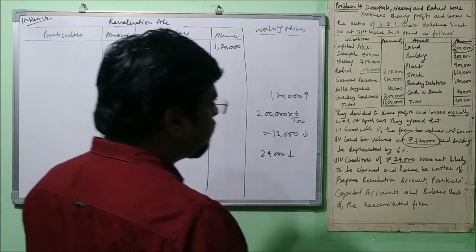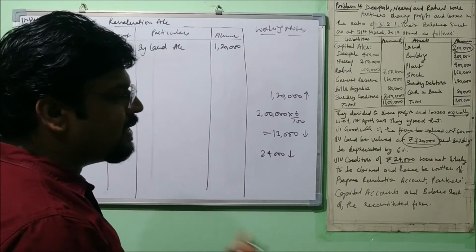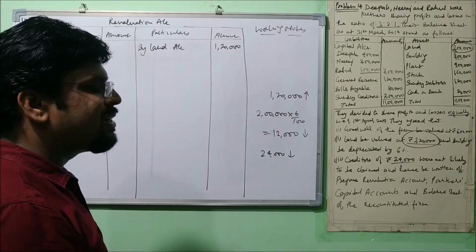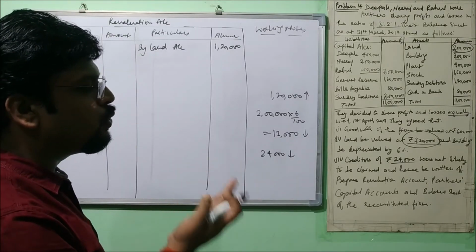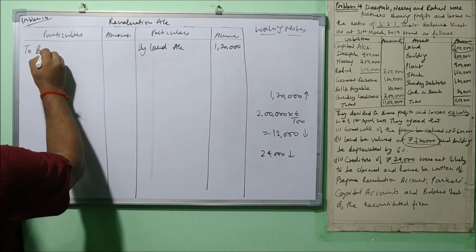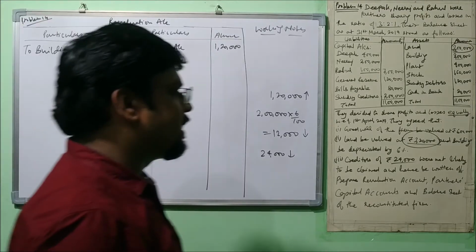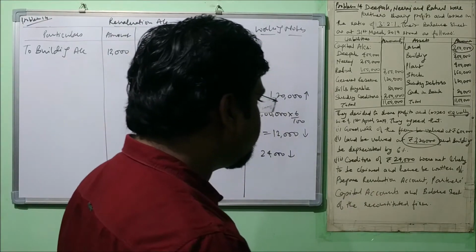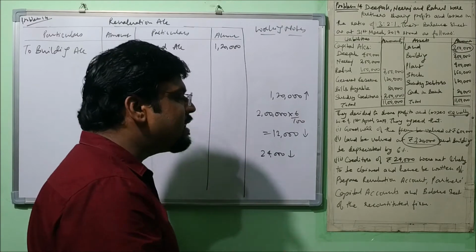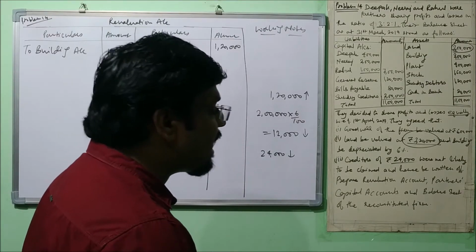Similarly, if we see the value of building has gone down, that amount will be debited. Or you can pass the journal entry: revaluation account debit to building. So the building value will be mentioned here. How much? 12,000. Now let's talk about the creditors. I have told you already in the previous video that a decrease in the value of liabilities is credited.